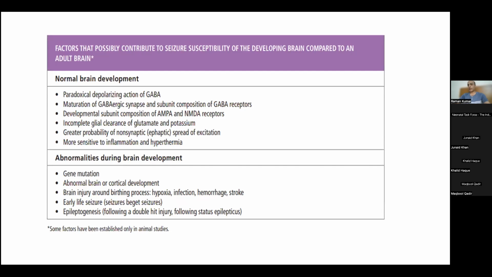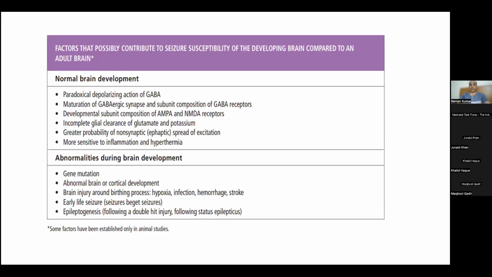Then we talk about the glial clearance of glutamate and potassium. There are fewer glial cells, more neuronal cells, and fewer of the supporting glial cells. If there are fewer glial cells, they do not clear the glutamate in the synapses, so a lot of glutamate is left over, which again causes excitation. And a very important point is that the transmission is not just through the synapse. In the newborn period, there is non-synaptic spread of excitation as well.